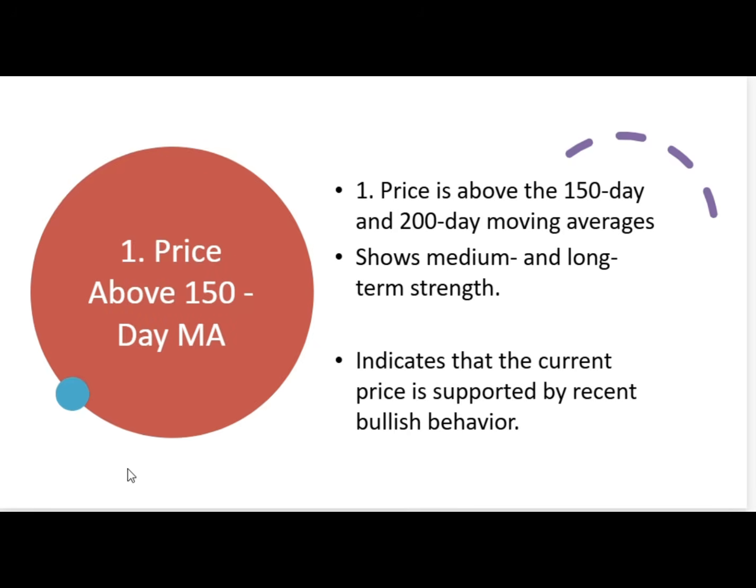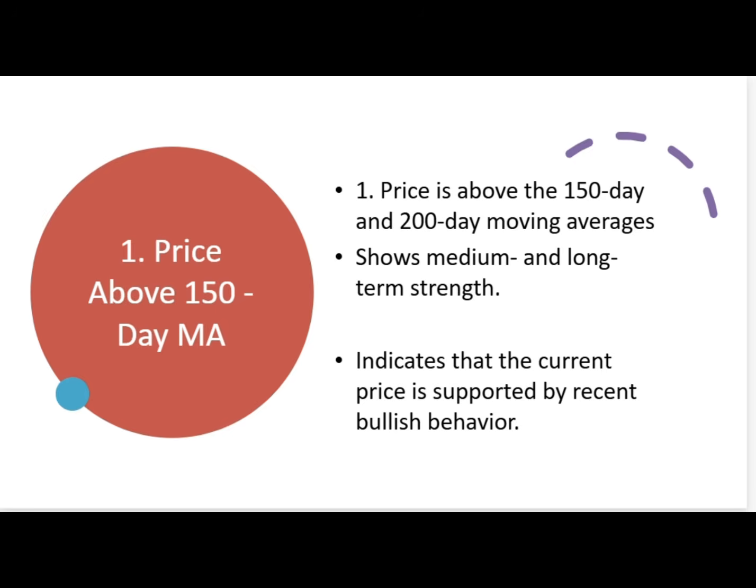Number 1: price is above the 150-day and 200-day moving averages. This shows medium and long-term strength. It indicates that the current price is supported by recent bullish behavior.